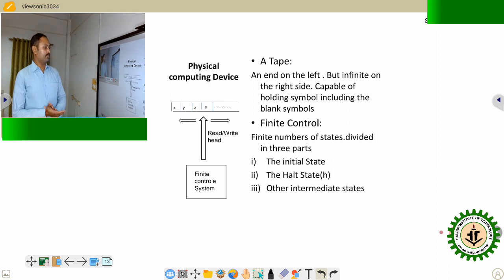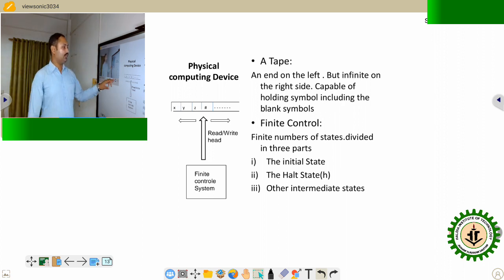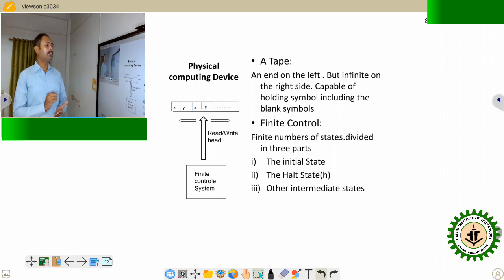This is the physical diagram of a Turing machine. It has a tape and a finite control. The tape has a special functionality: the tape is divided into a number of cells and each cell can contain a symbol. And the tape can contain blank symbols also. This is a special feature of the Turing machine.